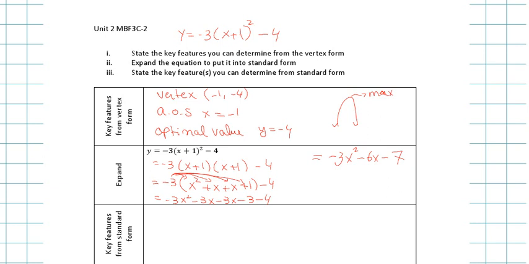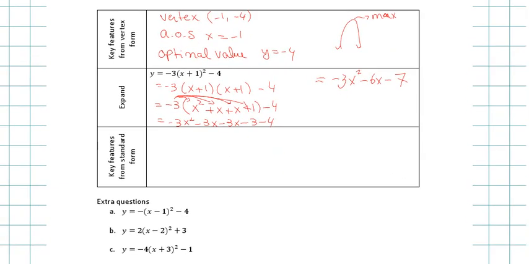All right. Now, what can we tell from the vertex form, guys? Sorry, from the standard form. So y-intercept is at y equal negative 7. Any other information I know? No. That's it.